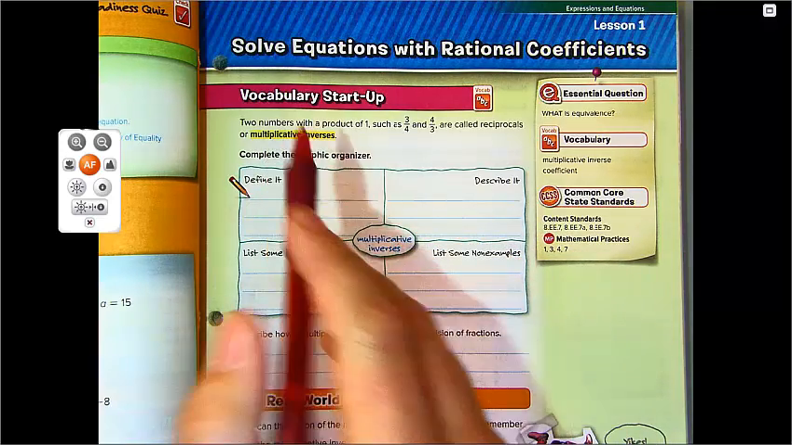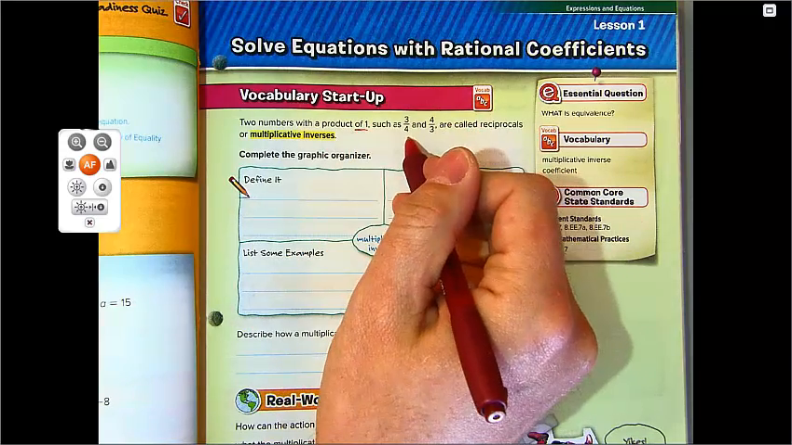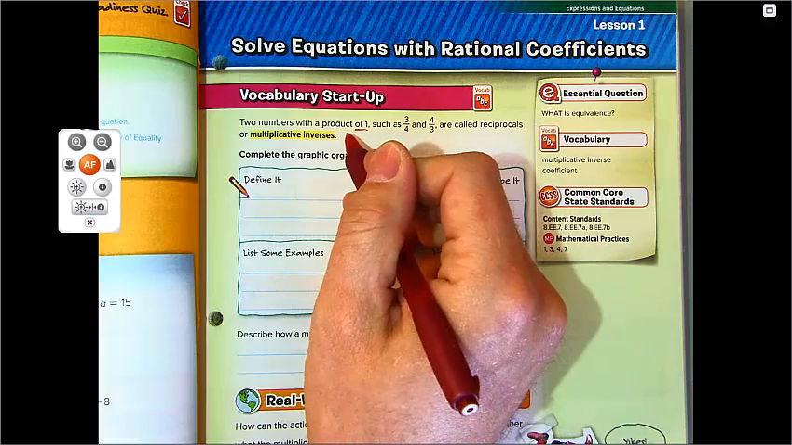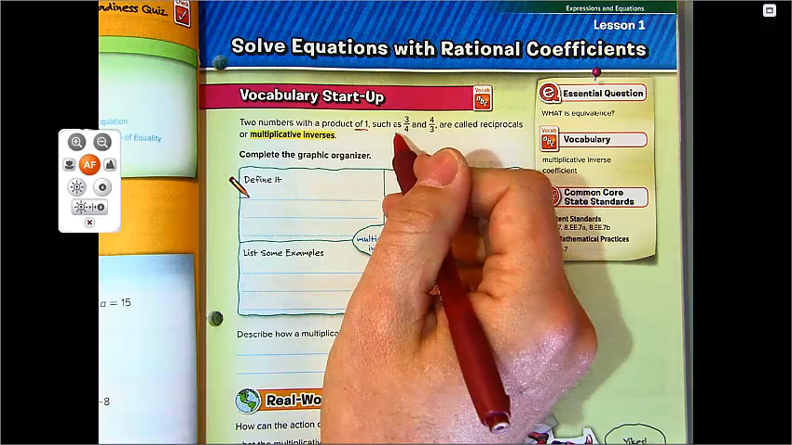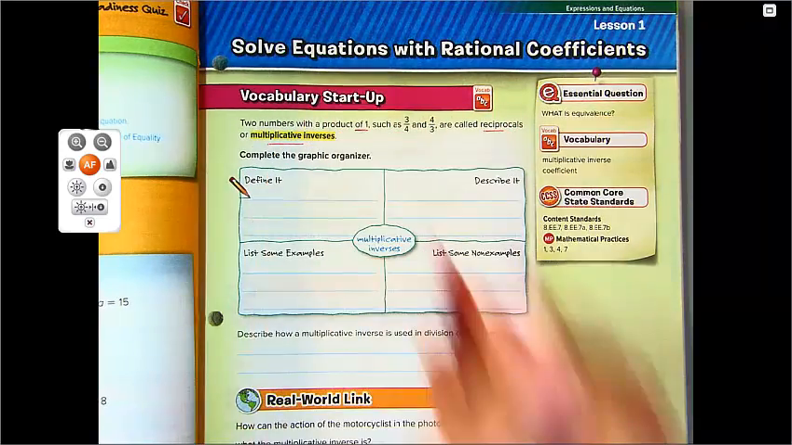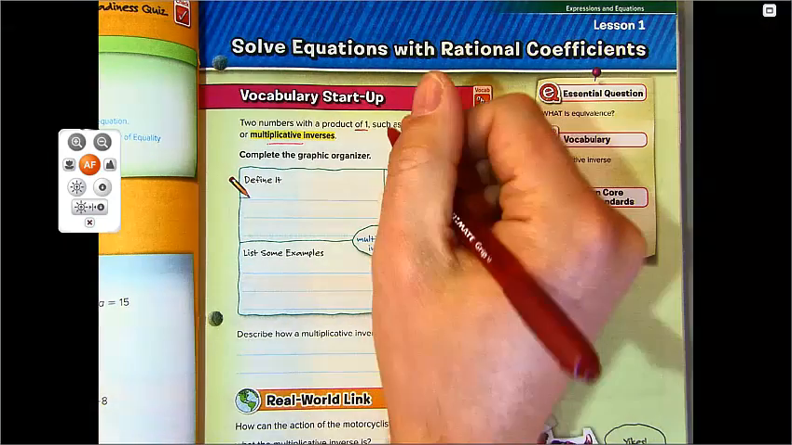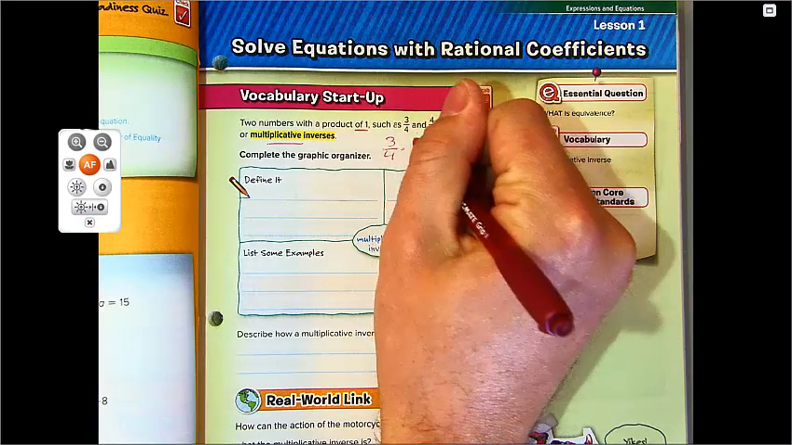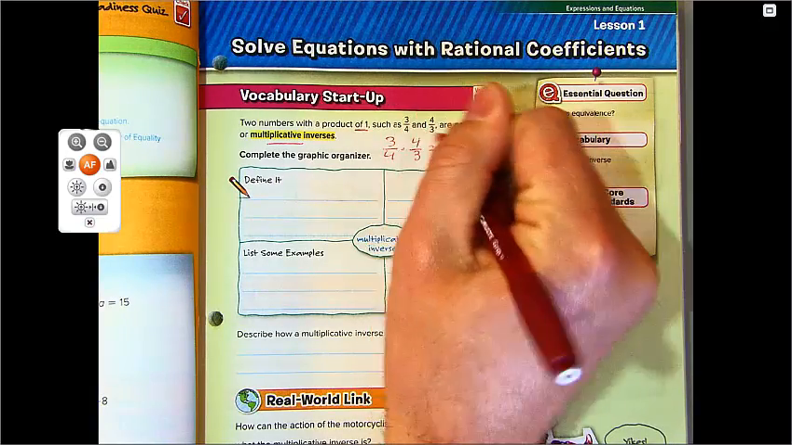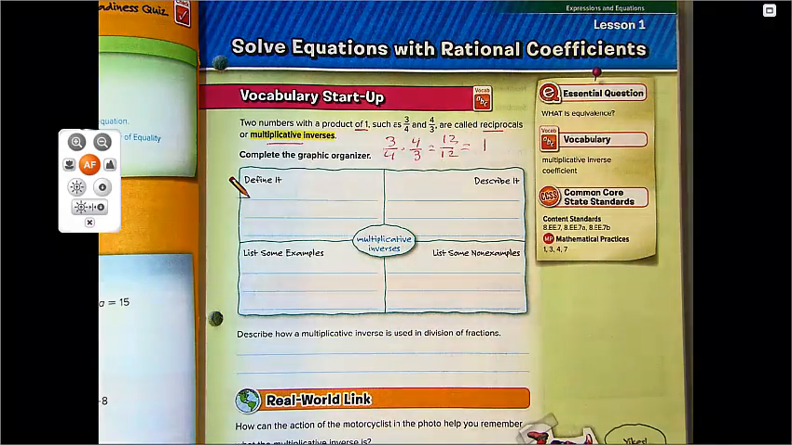It says two numbers with a product of 1, I'm going to underline 1, such as 3/4 and 4/3. Now, product means multiply. So if two numbers multiply to get 1, they are called reciprocals, or our vocab word here, multiplicative inverse. Okay? So basically all we're saying is if two numbers, usually fractions, multiply and get 1, which these do, 3/4 times 4 over 3. 3 times 4 is 12. 4 times 3 is 12. 12 over 12 equals 1. Those are what we call reciprocals or multiplicative inverses.